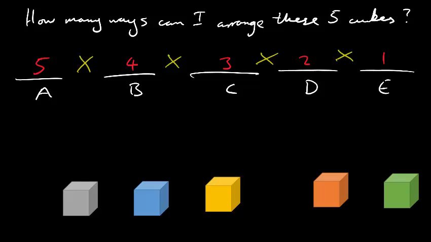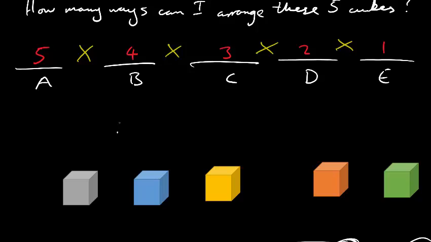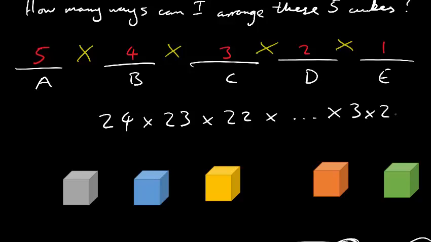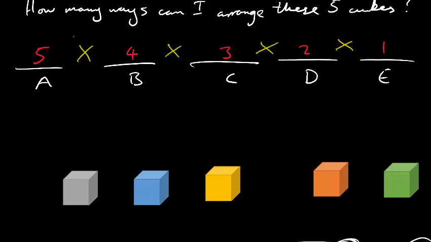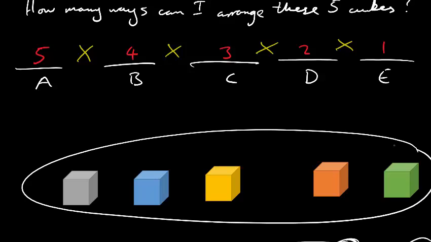Now, as you can imagine, this could get pretty long. Let's say, for example, I had 24 objects that I'm trying to arrange. Well, I have 24 times 23 times 22, right the way through to times 3 times 2 times 1. So I'll have 24 things which I'm trying to write out, and that just gets ridiculously long. So is there a way that I can compress this down? Because by the way, with 5 objects it would be 5 times 4 times 3 times 2 times 1.